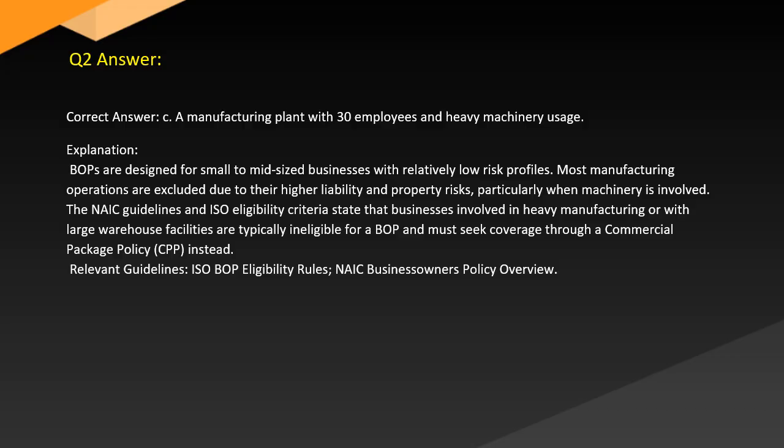Answer. Correct answer. C. A manufacturing plant with 30 employees and heavy machinery usage. Explanation. BOPs are designed for small to mid-sized businesses with relatively low-risk profiles. Most manufacturing operations are excluded due to their higher liability and property risks, particularly when machinery is involved. The NAIC guidelines and ISO eligibility criteria state that businesses involved in heavy manufacturing or with warehouse facilities are typically ineligible for a BOP and must seek coverage through a commercial package policy, CPP, instead. Relevant guidelines: ISO BOP eligibility rules, NAIC business owners policy overview.